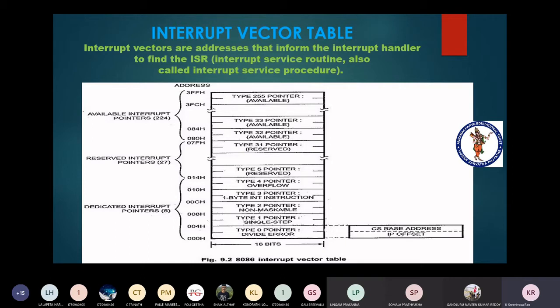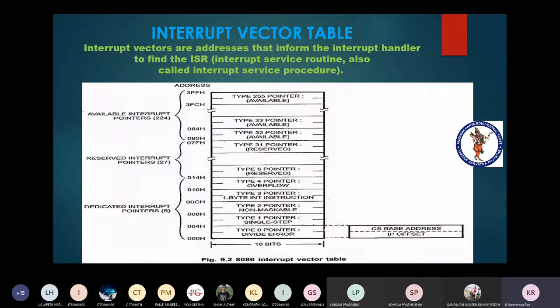There are 256 interrupts, and each one takes 4 memory locations, so the total size of this table is 1 kilobyte. This information is embedded in the 1 megabyte space from the bottom end. Bottom end means 00000 to 003FF. That area is allocated for the interrupt vector table.